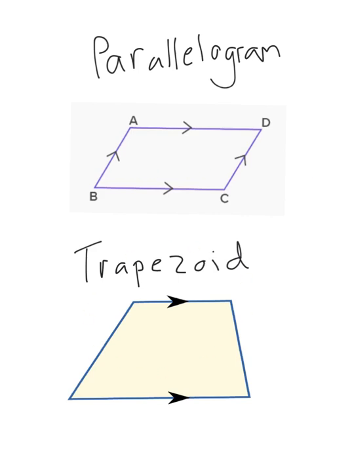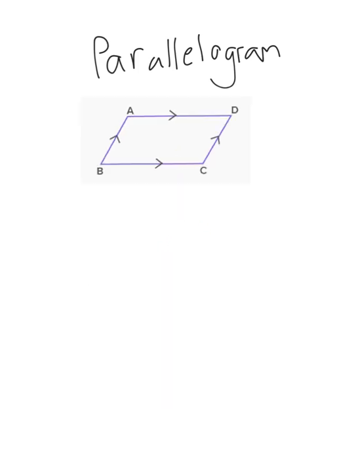A trapezoid is similar in that it is made up of four straight lines, four corners, but this one only has one set of parallel lines. If these lines were to keep going, it's quite clear that eventually they would meet each other.